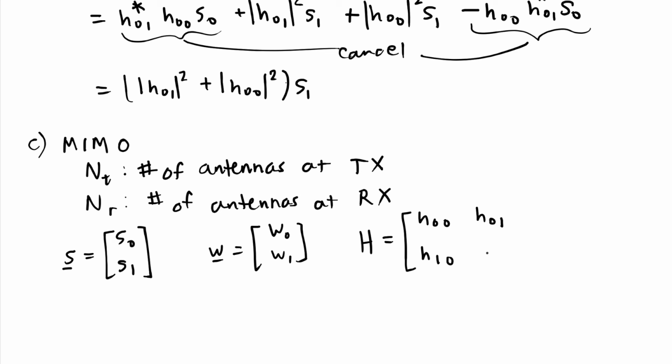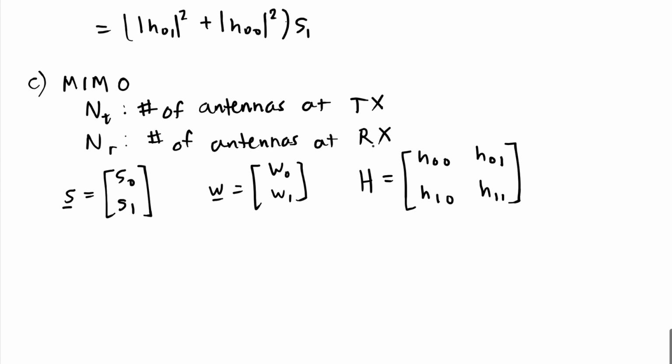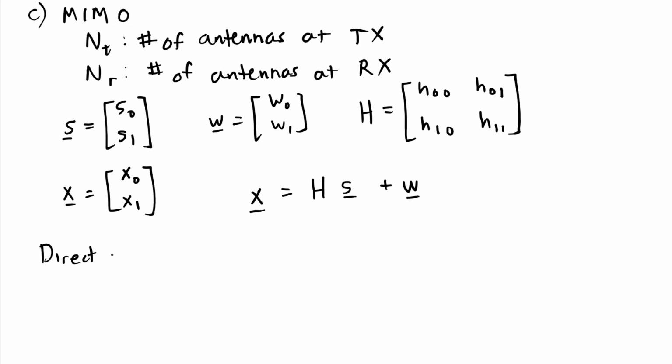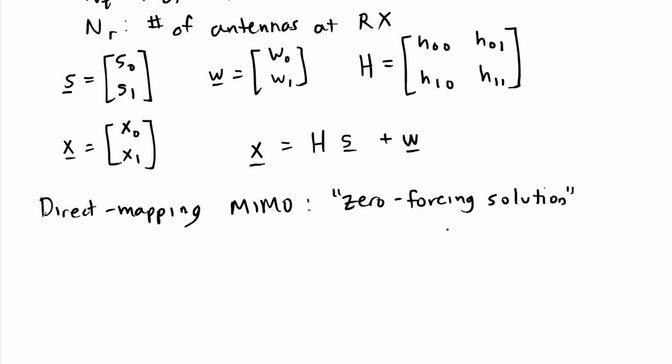We're going to have a channel matrix H that has NT columns and NR rows, and we're going to have a received signal that is NR length. Here again, we're studying the 2 by 2 channel, but in general, our formula is that this matrix H multiplied by vector S plus some noise becomes our received signal X. We're going to talk first about a method of MIMO called direct mapped MIMO and an algorithm called zero forcing. We take this equation for our transmitted signal multiplied by the channel matrix, which turns it into our received signal.